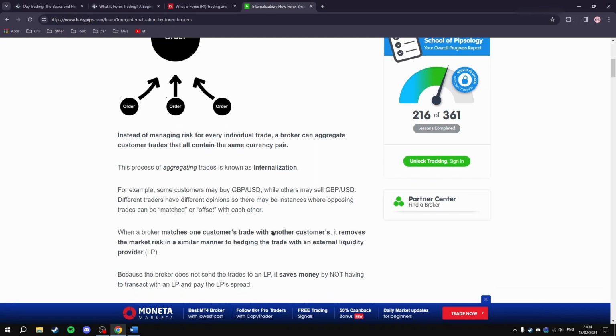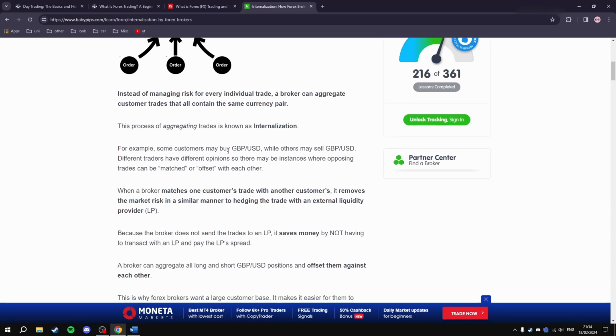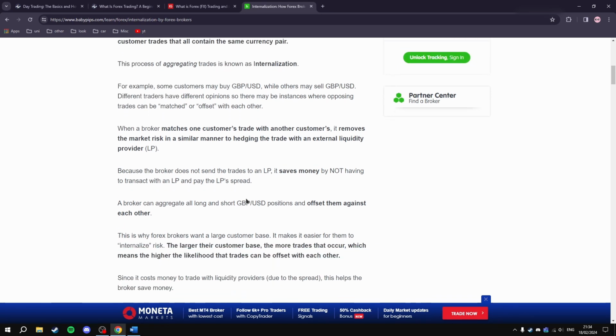For example, some customers may buy GBP/USD whilst others may sell GBP/USD. The different traders have different opinions, so there may be instances where opposing trades can be matched or offset with each other. When a broker matches one customer's trade with another customer's, it removes the market risk in a similar manner to hedging the trade with an external liquidity provider. Because the broker does not send the trades to a liquidity provider, it saves money by not having to transact with a liquidity provider and pay the liquidity provider's spread.